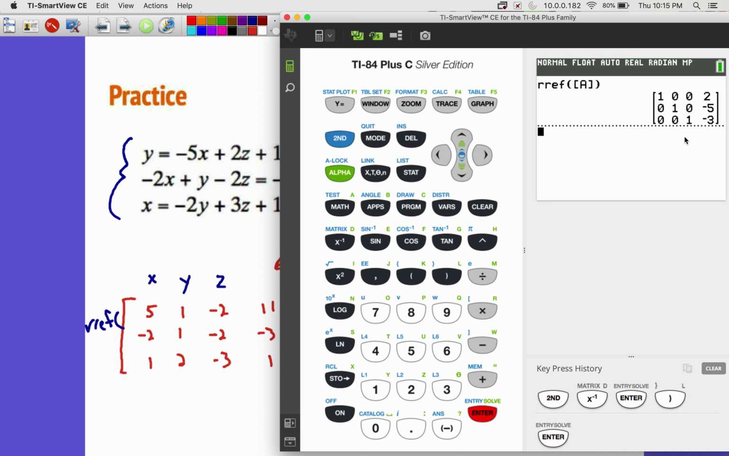The fact that we got the identity matrix on the left means that the function ran correctly, that this does have a solution. And then down the right-hand side is the ordered triplet, or it's the value for x, y, and z. And the fact that they're all integers is a really good sign that we did this right. So 2, negative 5, negative 3.